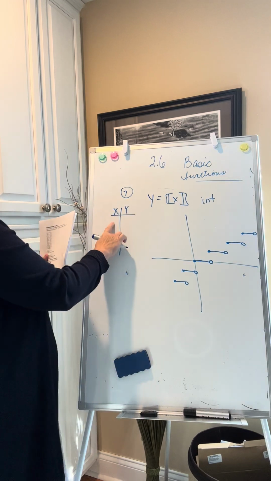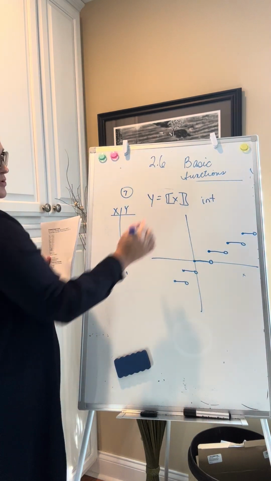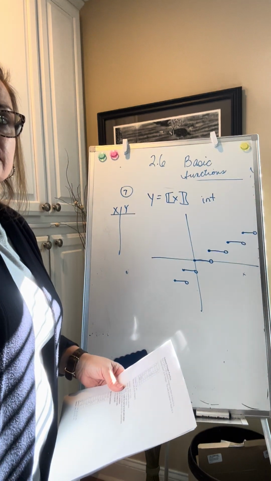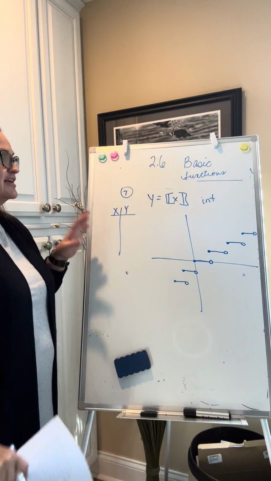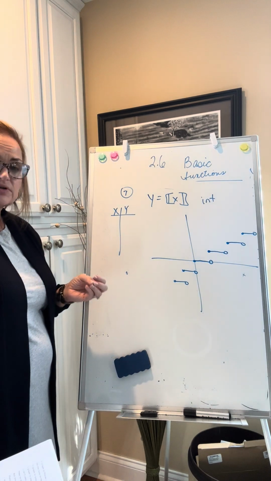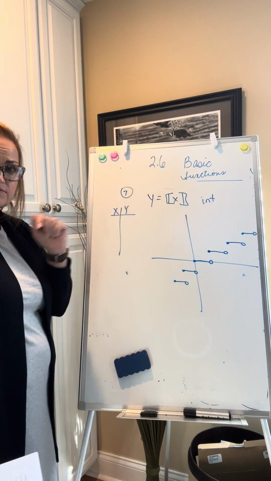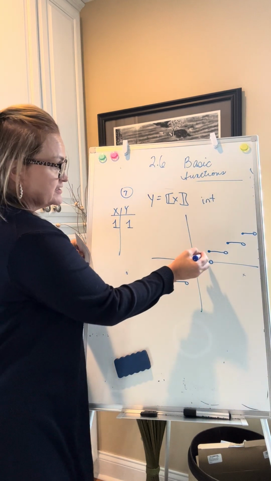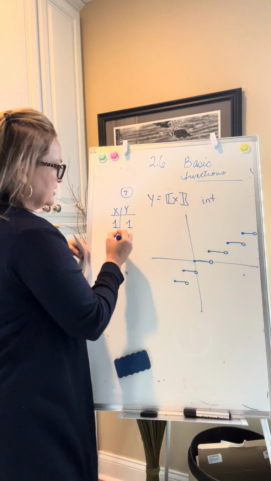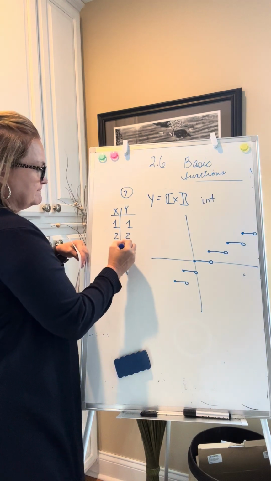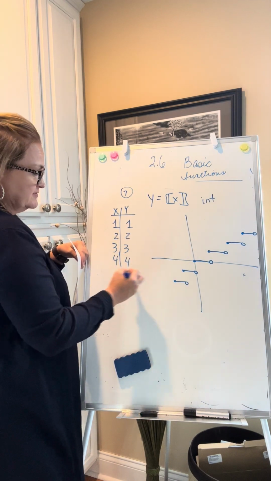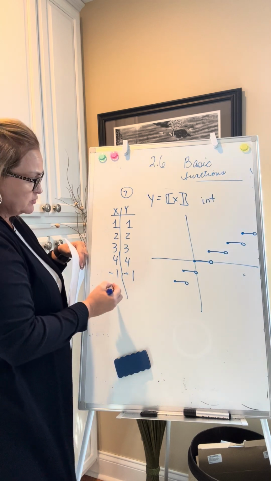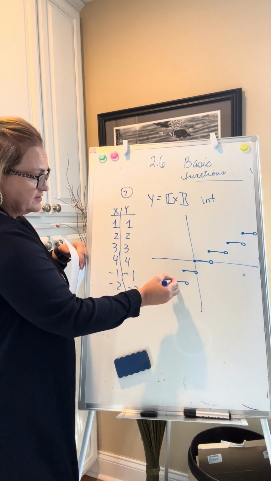When you plug in a value for x, y, the dependent variable, equals the greatest integer less than or equal to what you plug in for x. So if you plug in an integer, it equals an integer. That's all these dots, like 1, 1, 2, 2, 3, 3, 4, 4, and the negatives. Those are integers. Integers are positive and negatives of the whole numbers.